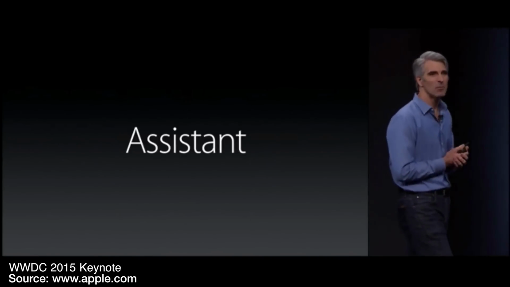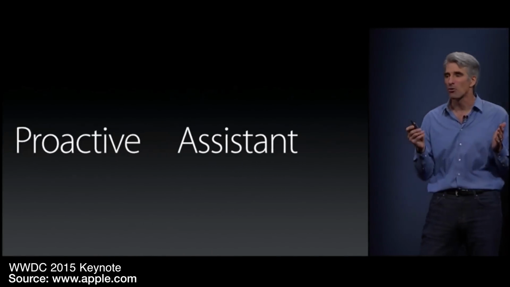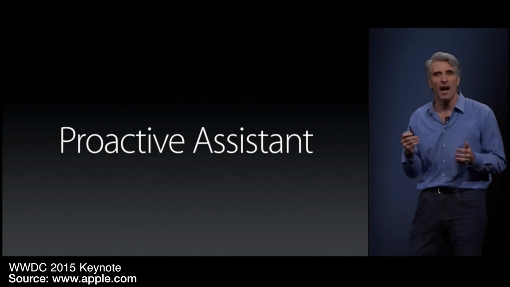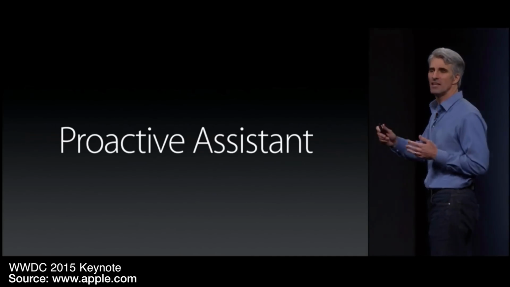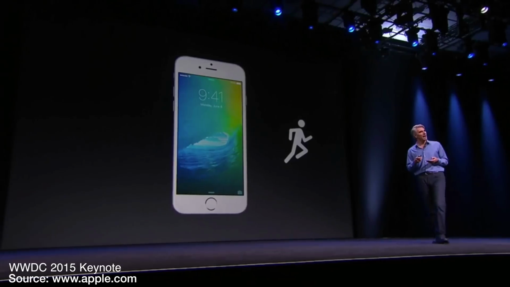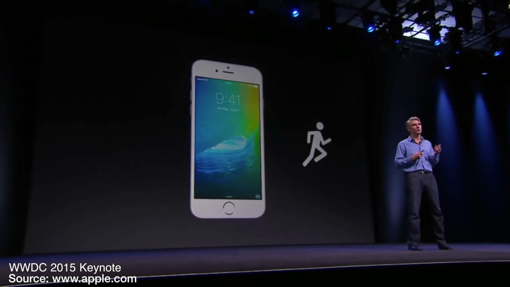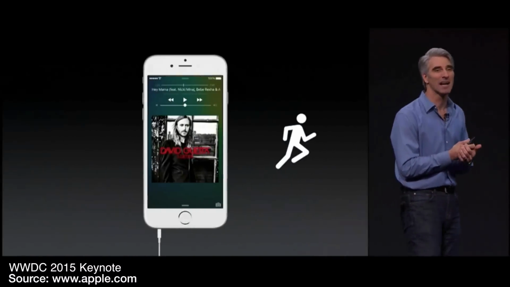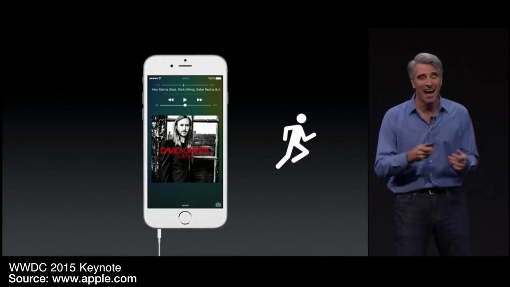And also built into iOS 9 is their proactive assistant. And this basically is iOS 9 learning your habits and learning what you do. So say in the morning time, you like to go for a run and listen to a certain playlist. Well, it will learn what you're doing at that time. And so as soon as you put in your headphones, it'll go ahead and have that playlist ready for you to play.